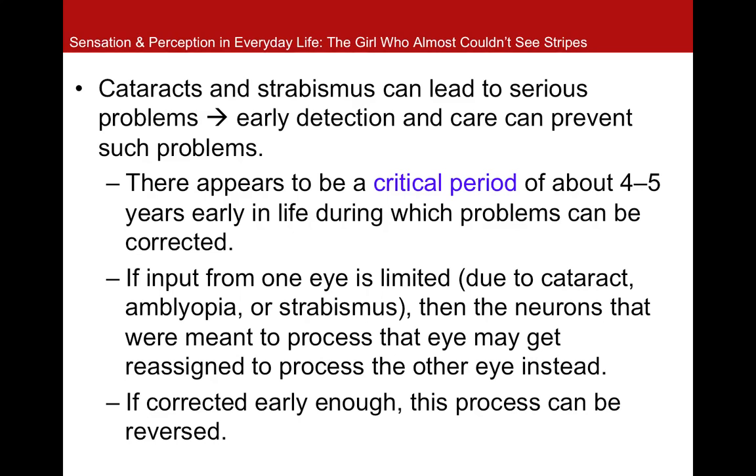But if they're not corrected and input from one eye is limited for some reason, then the neurons that were meant to process that eye might get reassigned to other purposes, for example to process the other eye. So now, later on in life, they don't have the proper neural functioning for that eye. So even if the problem is corrected later, it's kind of too late because they've passed that critical period and there's been a lot of reorganization. But again, if it's corrected early enough, then the process can be reversed.